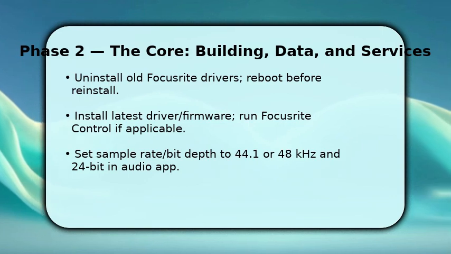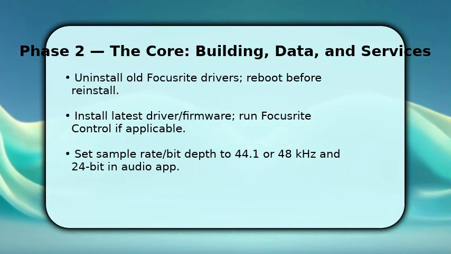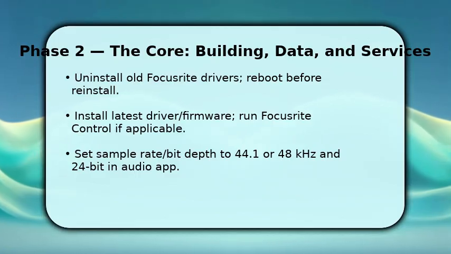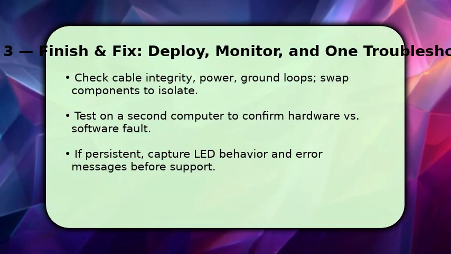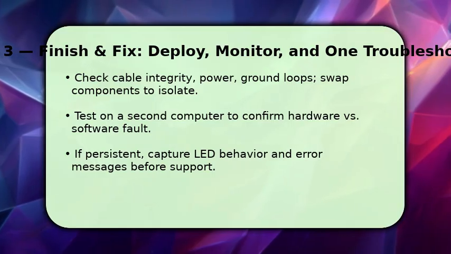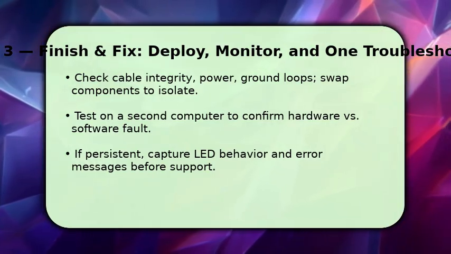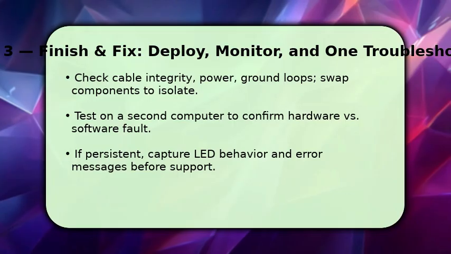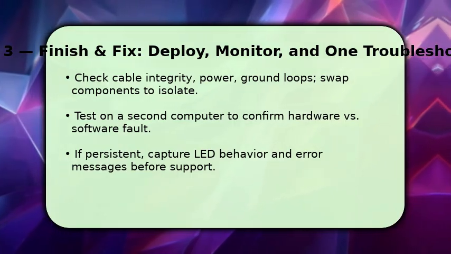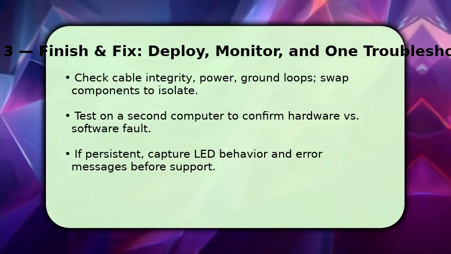If monitoring is wrong, check direct monitor and routing in the control software, then test again. Finish by isolating hardware. Swap USB cables, use another USB port or PC, and test with a different mic or speaker. This distinguishes a faulty Scarlett from a system issue.